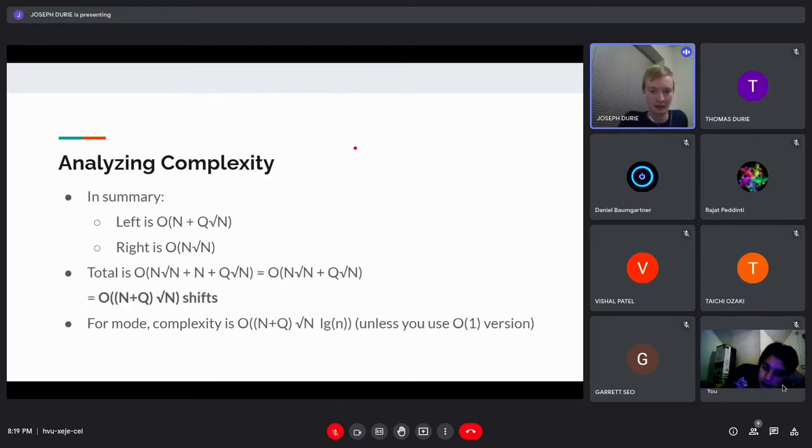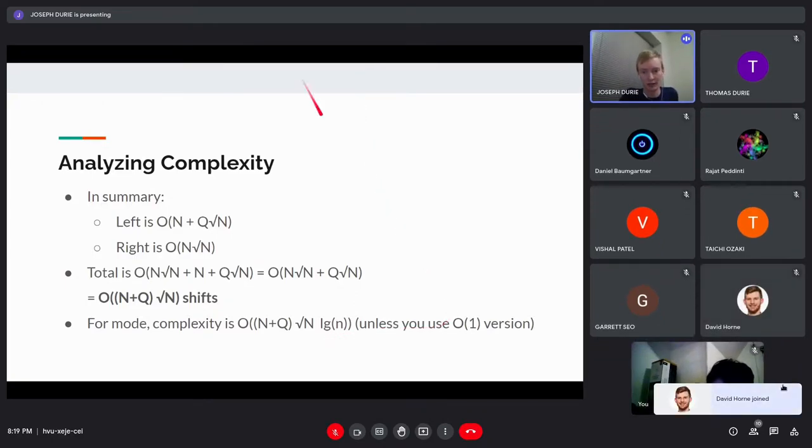And so combining this with the left side, the left is O of n plus q square root n, and the right is O of n root n. So the total is O of n root n plus q root n. So we're doing basically n root n plus q root n shifts in total. So the complexity of solving the problem isn't going to be O of n root n, because remember the data structure we had did operations in log n. So we're doing O of n root n plus q root n operations, and each one is log n. So your complexity would be O of n plus q root n times log n, unless you use the constant time version, in which case you do get a complexity of O of n plus q root n. Great.